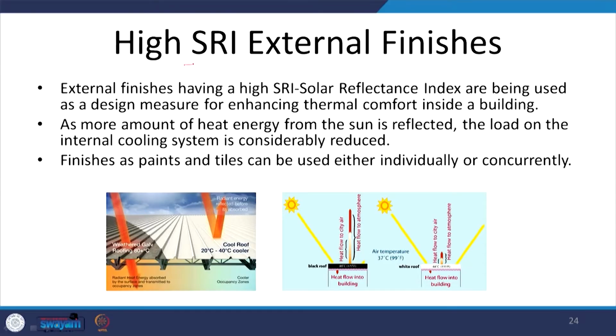Next, we also talk about high SRI external finishes. I will not go into detail over this particular property here because we have already discussed it in detail when we were discussing the urban heat island and selection of materials for reducing the urban heat island at the site level. Now, all these properties will be used while selecting the materials for construction of the building envelope or for adding the insulation layers on top of these structural members, structural materials.